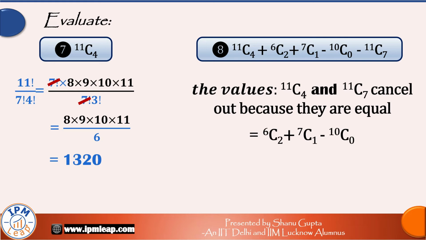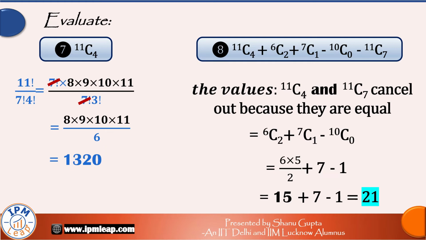And we have already seen that there is an easier way of calculating these. Their values are very simple to calculate. nC2 is always equal to n into n minus 1 by 2. So 6C2 will be equal to 6 into 5 by 2. 7C1: nC1 is always equal to n. So 7C1 will be equal to 7. And 10C0: nC0, as also nCn, is always equal to 1. So 10C0 will be equal to 1. So simplifying them, we get 15 plus 7 minus 1, which is 21.